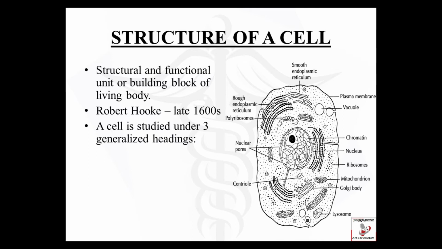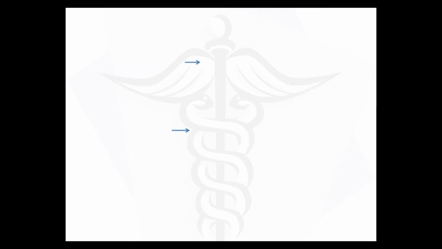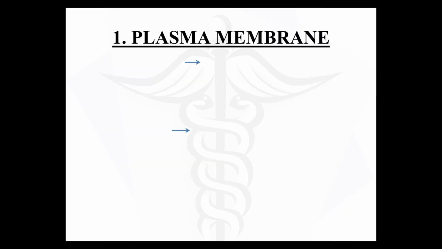A cell is studied under three generalized headings. First, the plasma membrane. It is a protective covering continuous with the cell which encloses and protects the various cell organelles. Next is cytoplasm. It is the region in which the cell organelles are present. Next is the nucleus. It is the chief component of a cell which contains the genetic material. Now let's study each in detail. First is the plasma membrane.